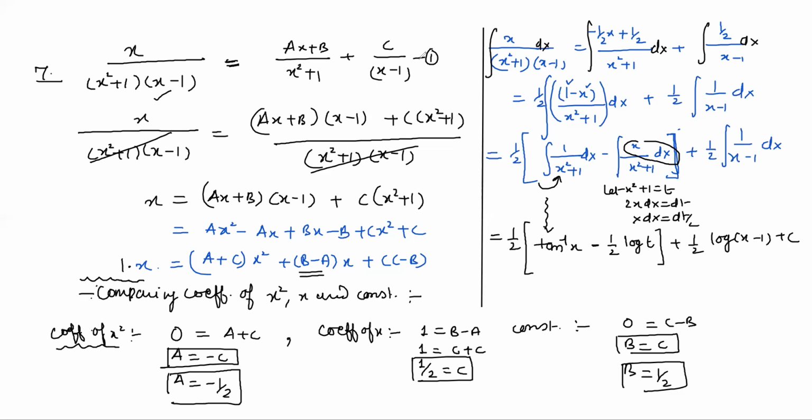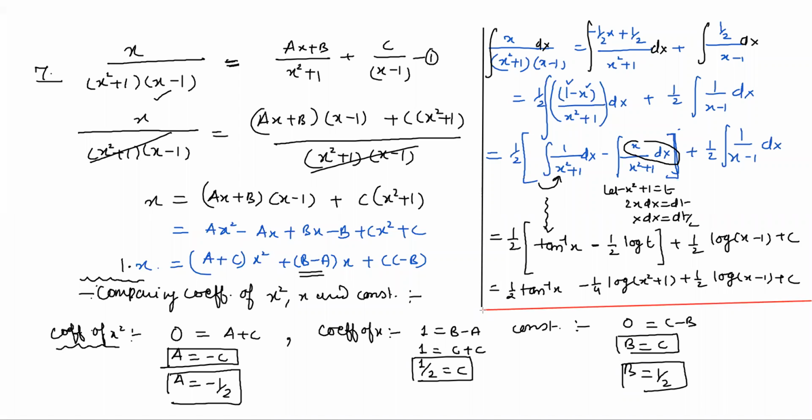Just substitute all the values and do the multiplications. So this will be 1 by 2 tan inverse x minus 1 by 4 log (x square plus 1), plus 1 by 2 log (x minus 1) plus c. I guess you all got the solution, and this is how you understand the variety of your rational fraction and which kind of partial fraction you will make.